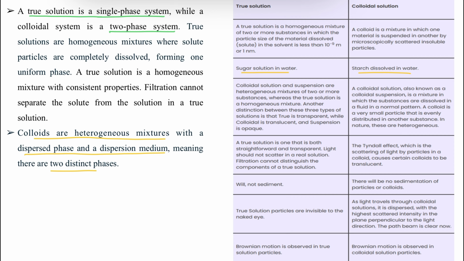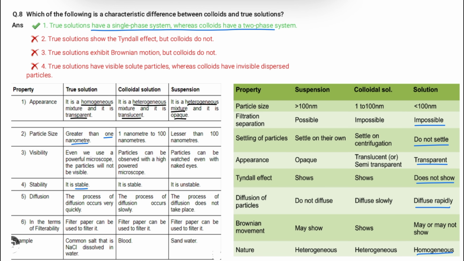A true solution is a homogeneous mixture of two or more substances in which the particle size of a material dissolved in the solvent is less than 1 nanometer, whereas a colloid is a mixture in which one material is suspended in another as microscopically scattered insoluble particles. So the correct answer is option 1.